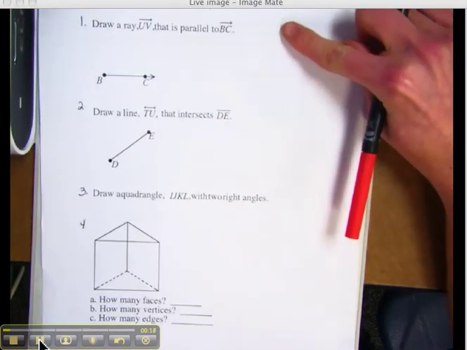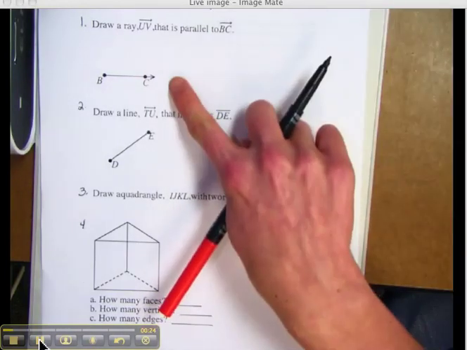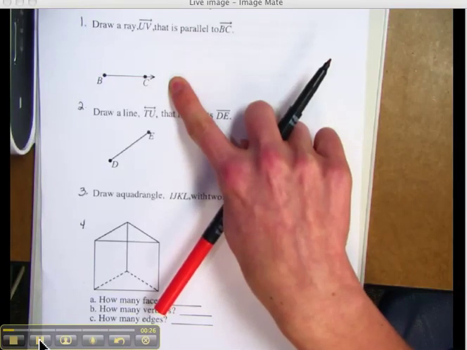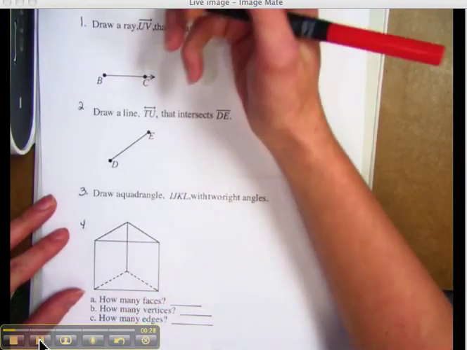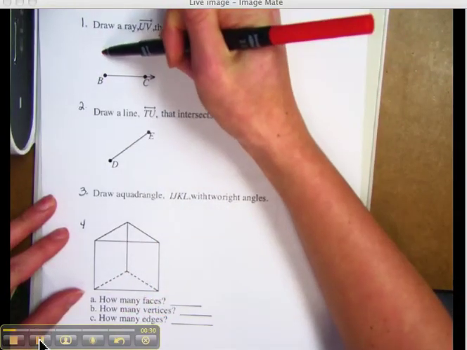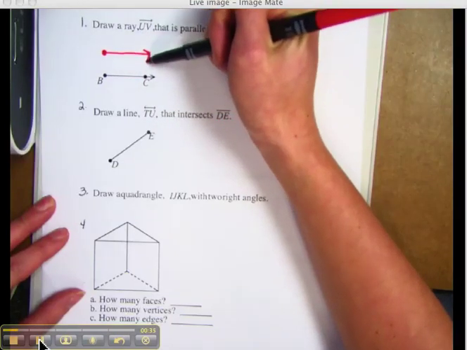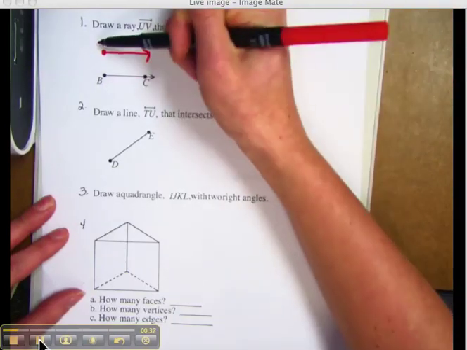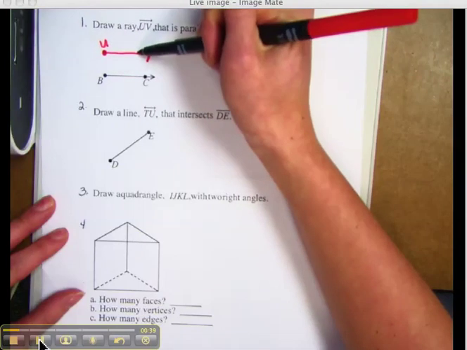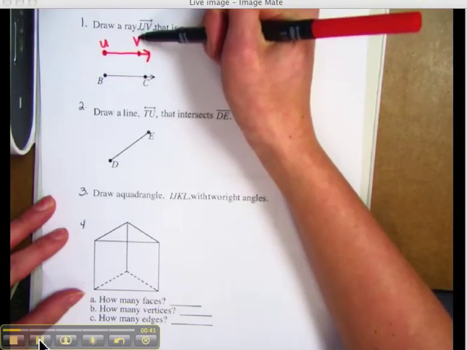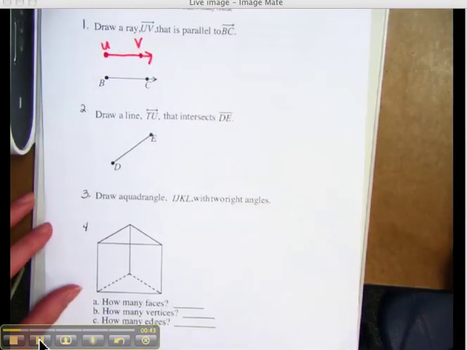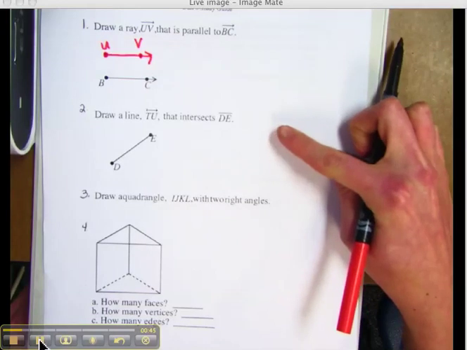Number 1 says draw a ray UV that is parallel to ray BC. Here is ray BC. I know that parallel means opposite. I'm going to draw my ray the same as BC, but this one I'm going to label U. I'm going to create another point, V. Excellent. Let's move on to number 2.